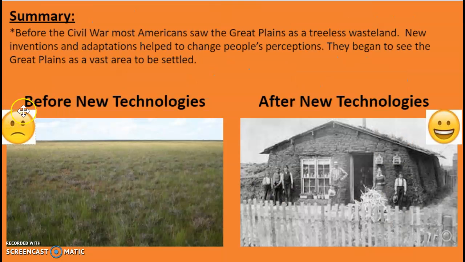So, the way that this teacher starts off is with a summary, which I liked. Before the Civil War, most Americans saw the Great Plains as a treeless wasteland. New inventions and adaptations helped change people's perceptions. They began to see the Great Plains as a vast area to be settled. So then there's two graphics there. Before new technologies, it's called the Great Plains. Plains are grassy, flat areas, and that's what the Great Plains looks like. After new technologies, we have more people coming and building and having farms and learning how to grow things, and adapting to the Great Plains environment.